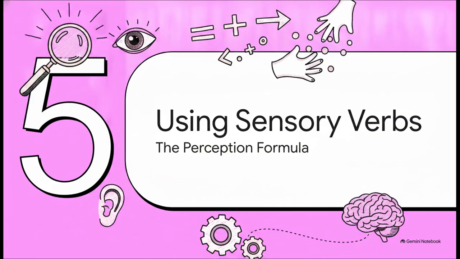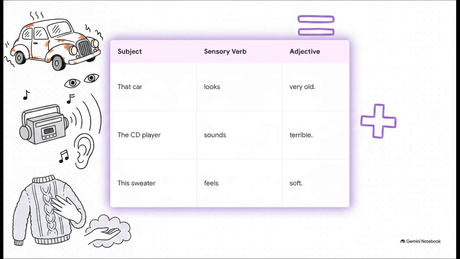Section 5. Using sensory verbs correctly. Just like the double object verbs we looked at earlier, sensory verbs have their own simple mathematical formula. Let's break it down on the board here. Subject plus sensory verb plus adjective. That car looks very old. The CD player sounds terrible.